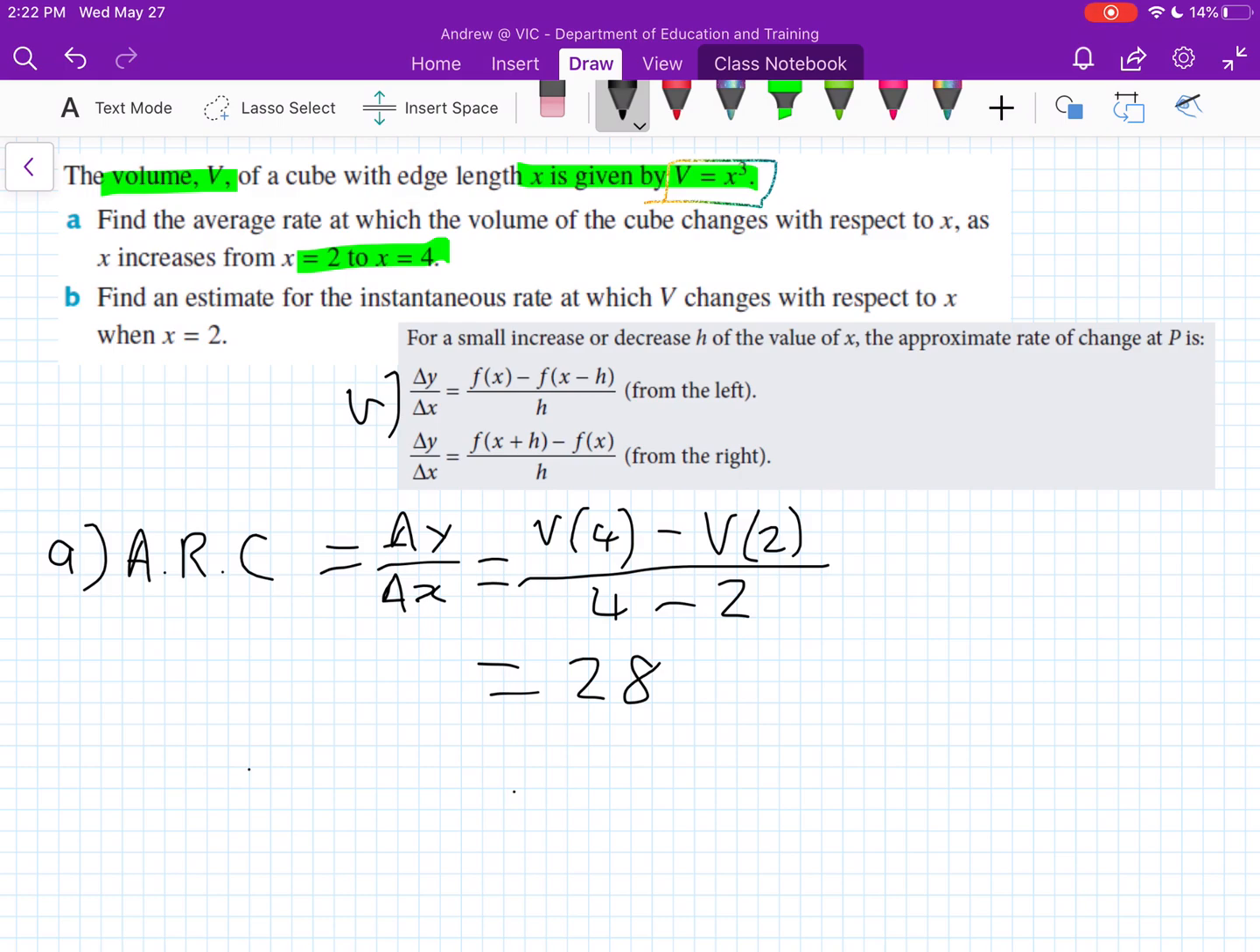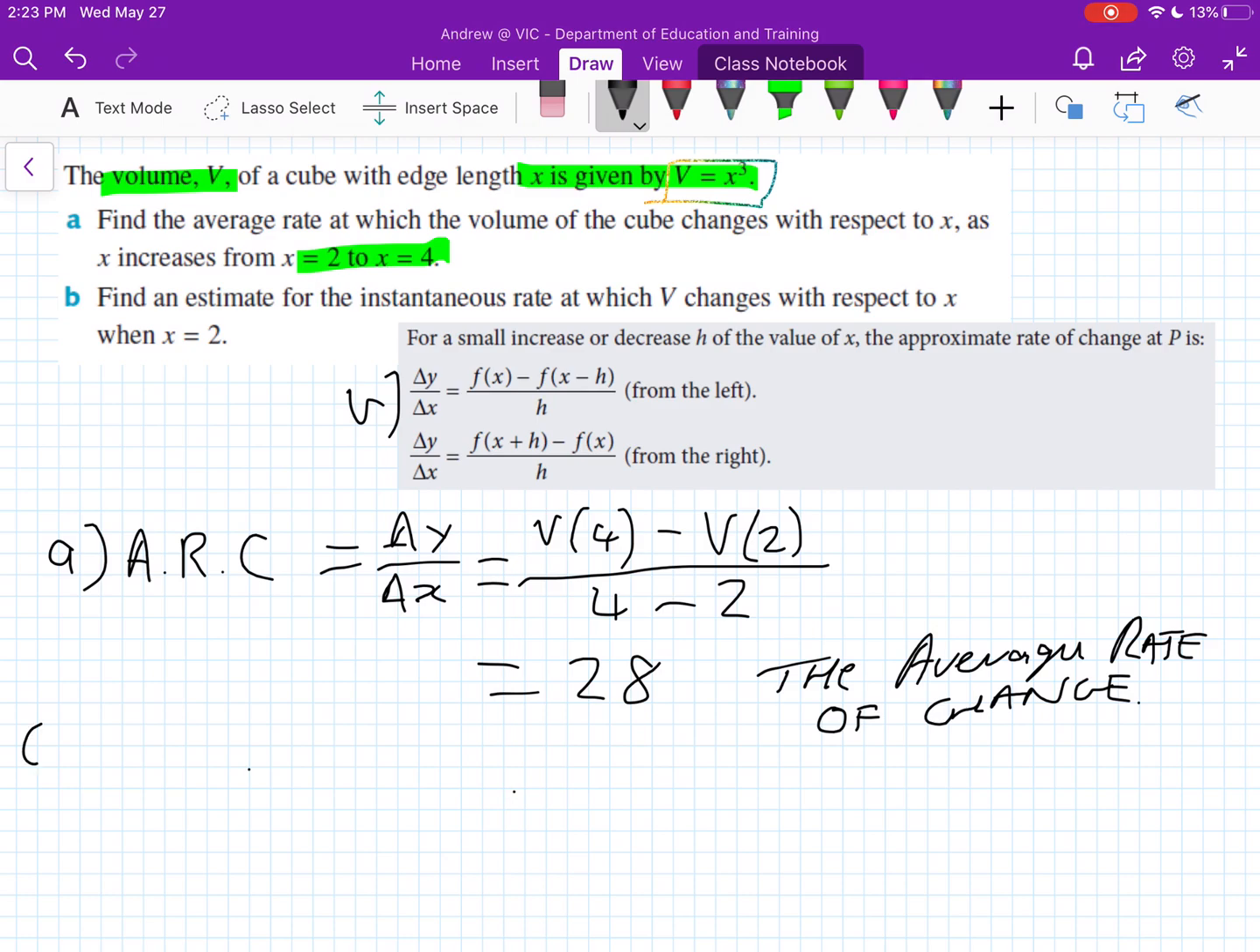So we can say here that the average rate of change from 2 to 4 is 28. And so the average rate of change, I'm just going to say the average rate of change, because I'm feeling a bit lazy and you probably don't want to see me write. Okay, so it's always good to have a little short worded response for a worded question as well, but we'll get into B. Make sure you can do all this right.